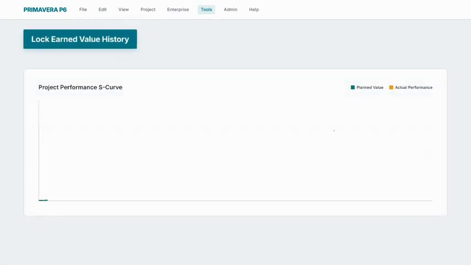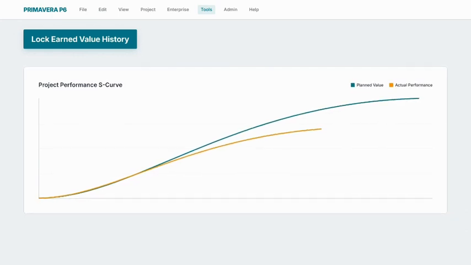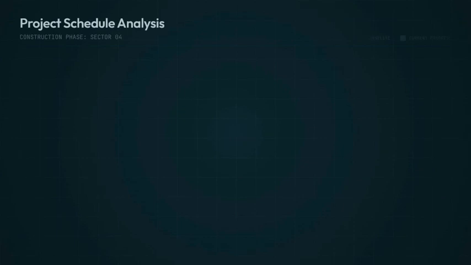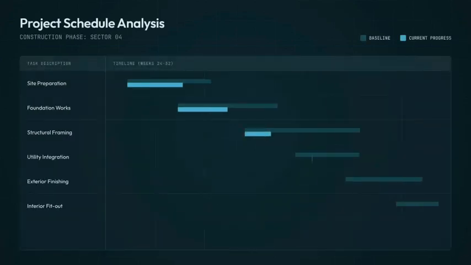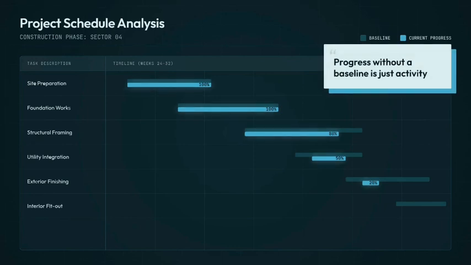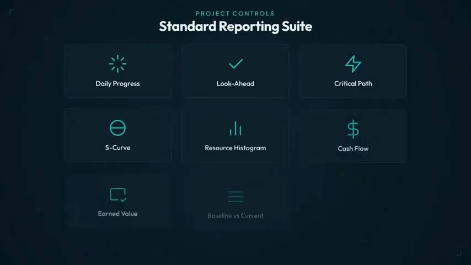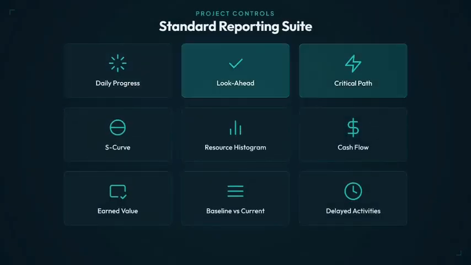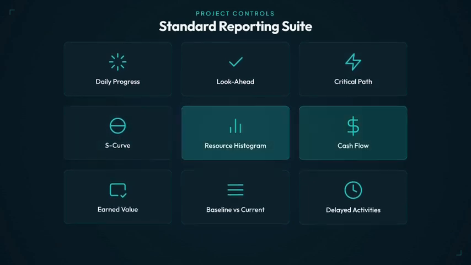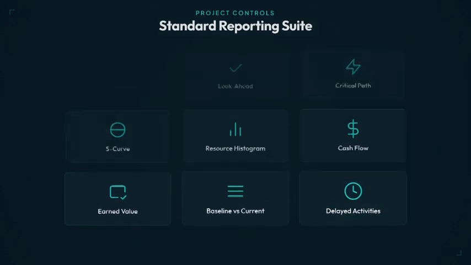If tracking earned value, close periods by storing performance. This locks actuals so your S-curve and CPI trends are real history. Always compare against an approved baseline. Progress without a baseline is just activity. It never tells you if you're winning. Generate reports that drive decisions: daily progress, look ahead, critical path, and earned value. Issue the look ahead to site the same day.